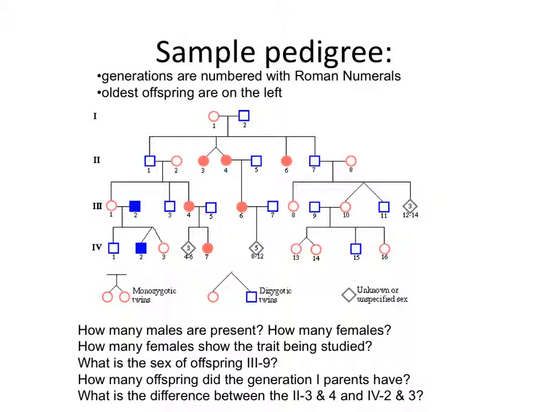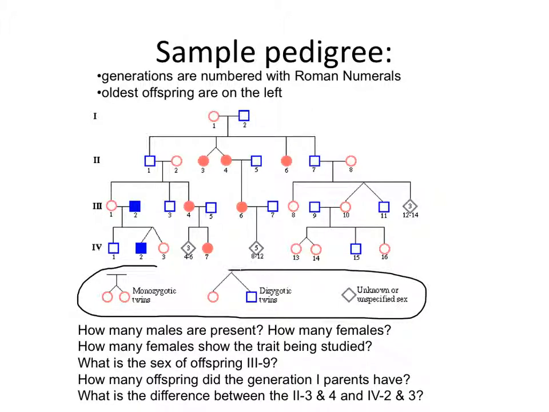So here's a sample pedigree. Notice the generations are numbered with Roman numerals, and in the generations, the oldest offspring are always going to start on the left. So as you look at this sample pedigree, make sure that you answer the questions below in order to make sure that you understand how to read the pedigree itself. These symbols right here, these are not part of the pedigree. It's mainly a key so that you know what the symbols are referring to.